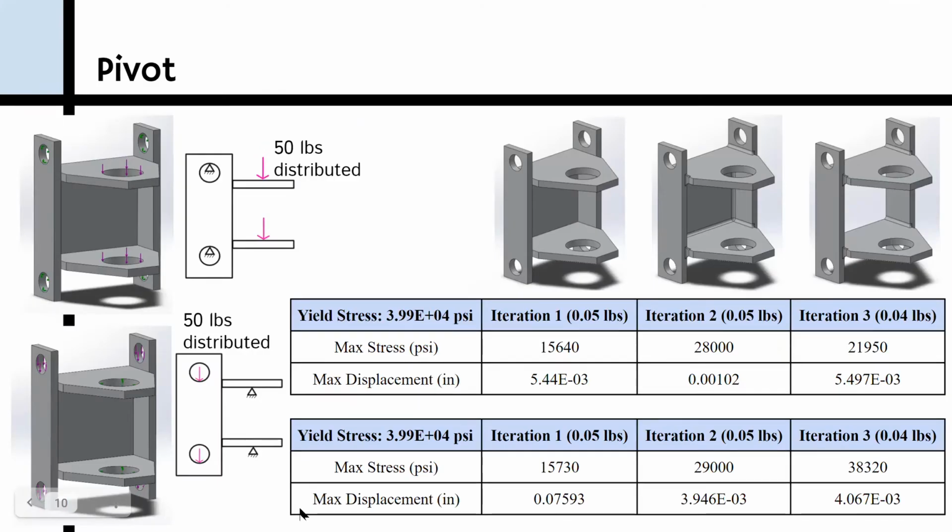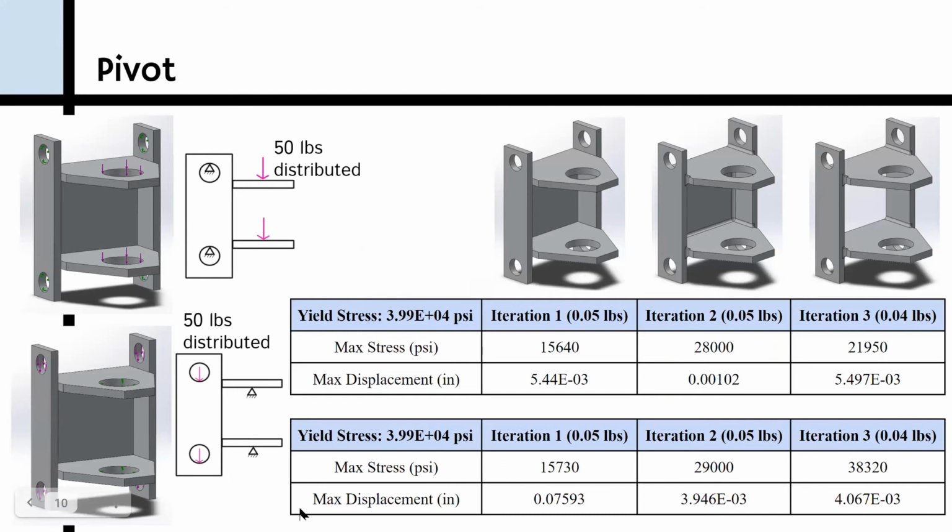For the pivot, we applied 2 different loading cases. In the first case, fixed restraints were applied on the side holes and a load of 50 pounds was applied in the 2 holes located in the middle. The second loading case switches the boundary conditions and load locations. In iteration 2, fillets were added. In iteration 3, the thickness of the backplate was reduced.